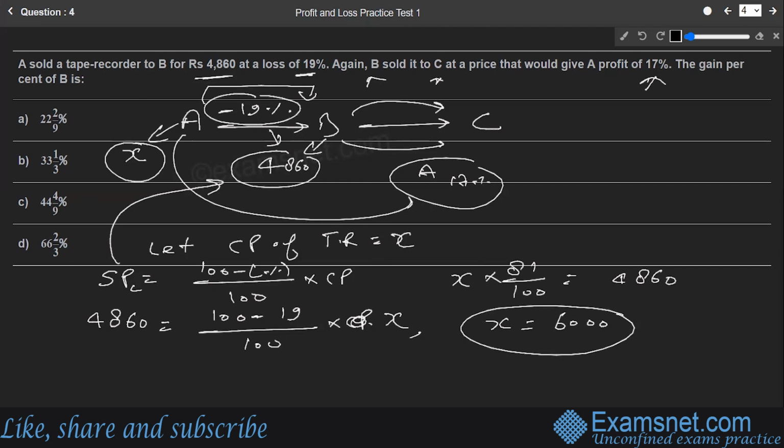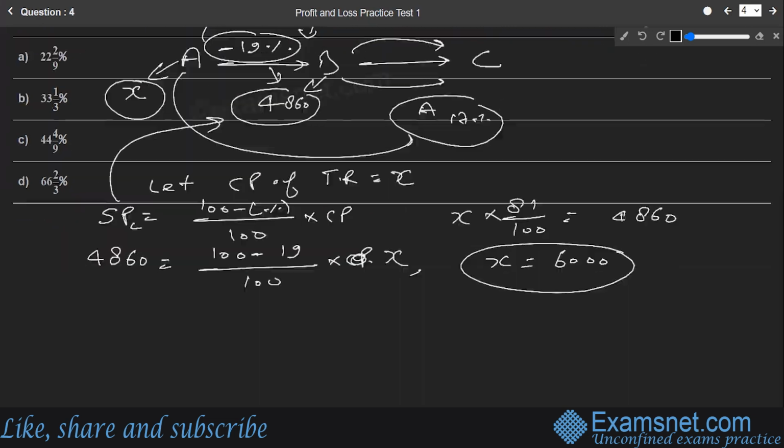Now, the next move is B has sold it to C at a price which would have given a benefit of 17%.